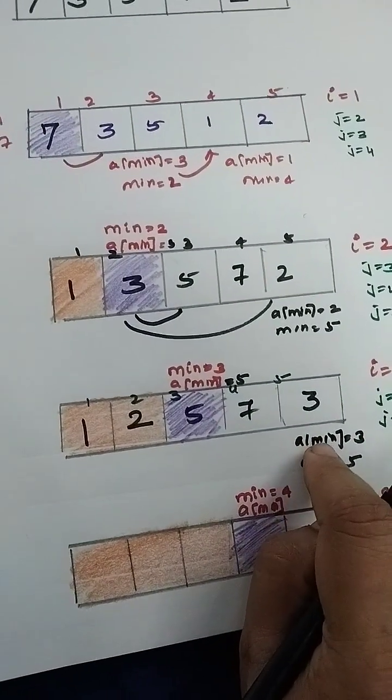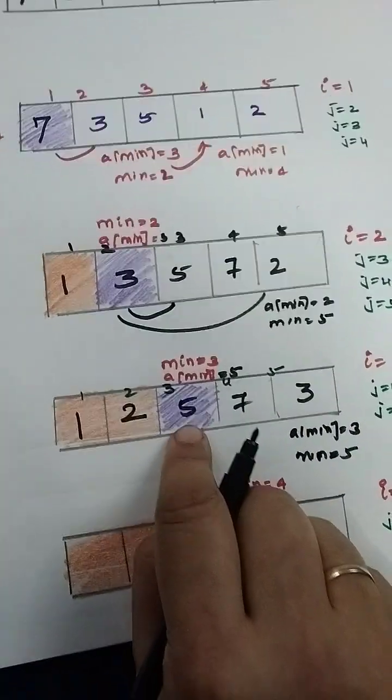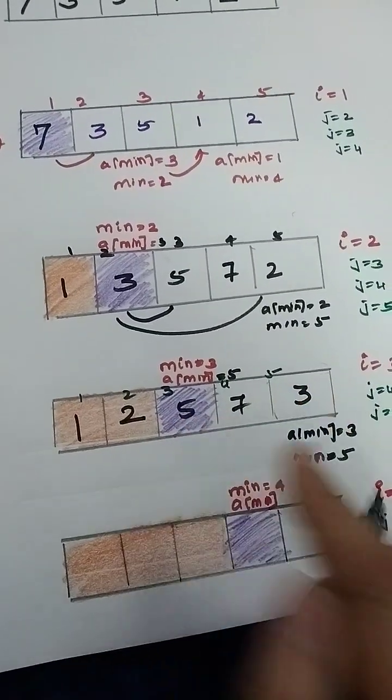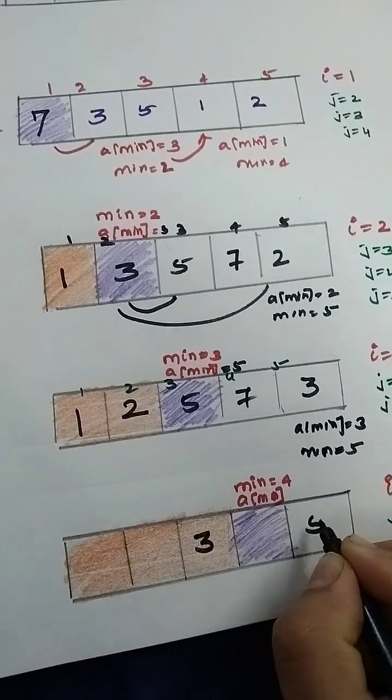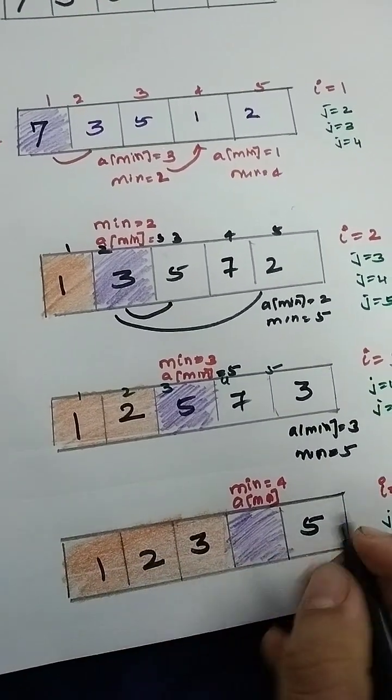Now you have to swap the minimum element with the third element. You have to swap 3 with 5. That is 3 here and 5 here. 1, 2, and the rest of the elements as they are, 7, 8.